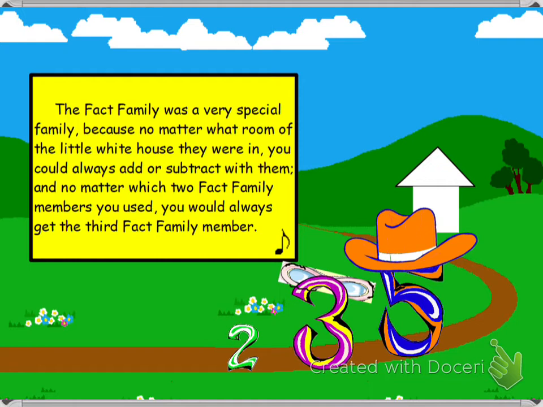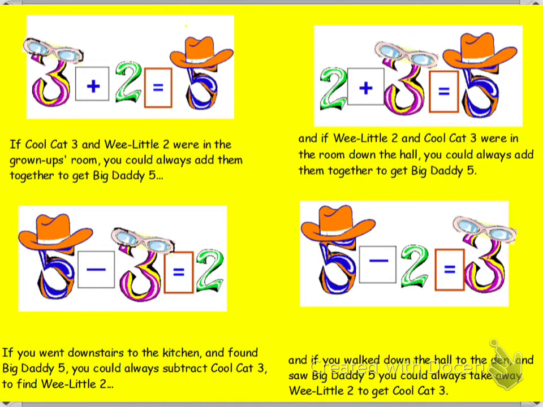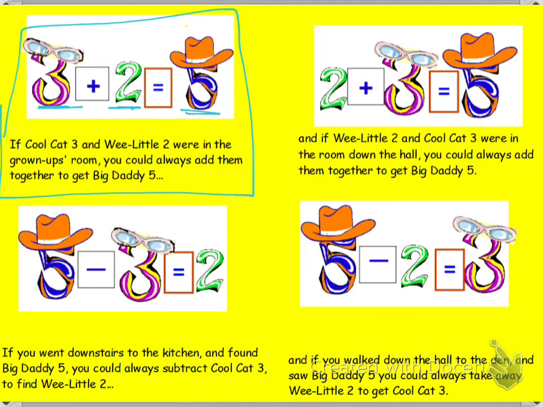The Fact Family was a very special family because no matter what room of the little white house they were in, you could always add or subtract with them. And no matter which 2 fact family members you used, you would always get the 3rd fact family member. So, if Cool Cat 3 and wee little 2 were in the grown-ups room, you could always add them together to get Big Daddy 5. So Cool Cat 3 plus wee little 2 equals Big Daddy 5.